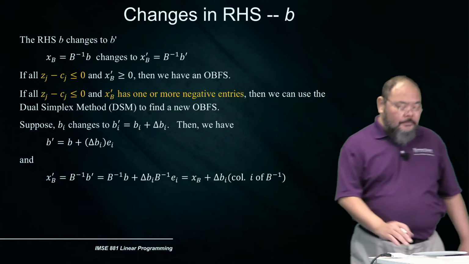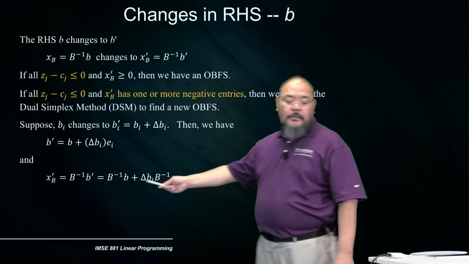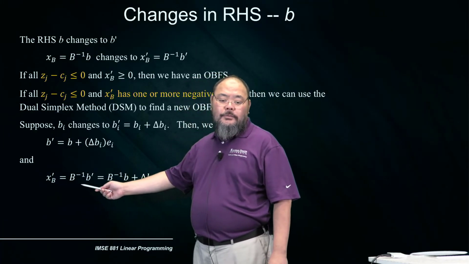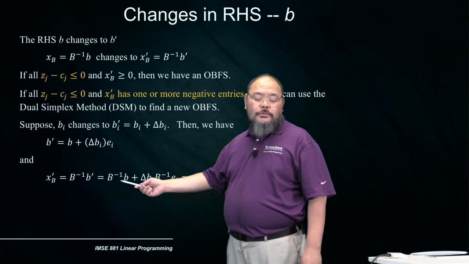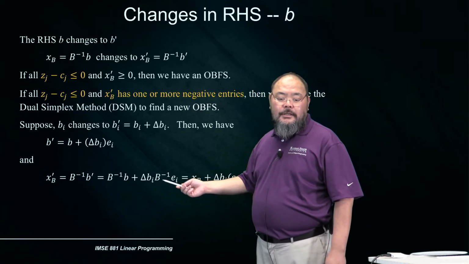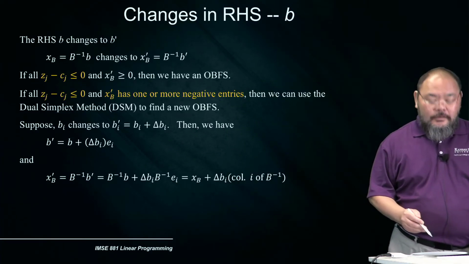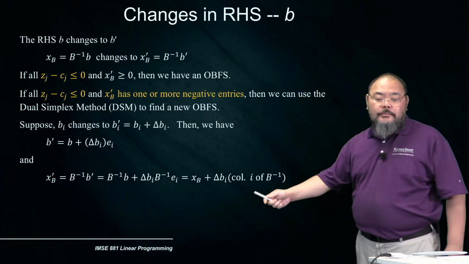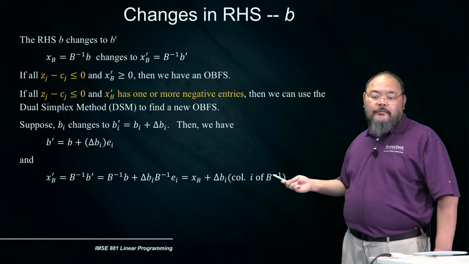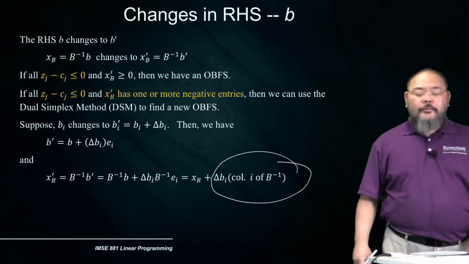So the basic solution becomes XB prime equals B inverse times b prime, which equals B inverse times b plus delta bi times B inverse times ei. So basically, the change in your current basic solution is just delta bi times the i-th column of the B inverse matrix. This is the amount of change we will have.